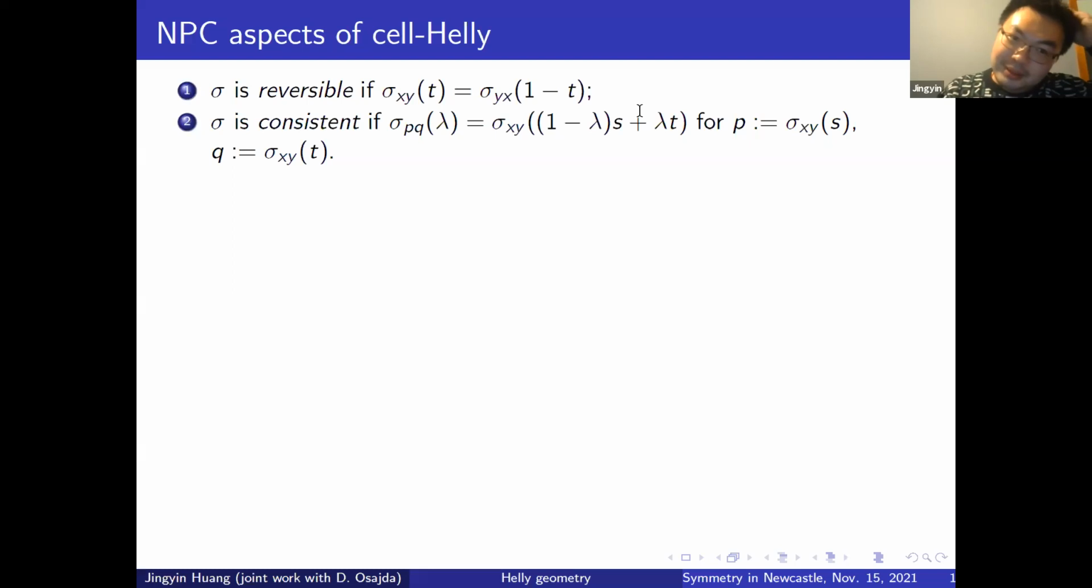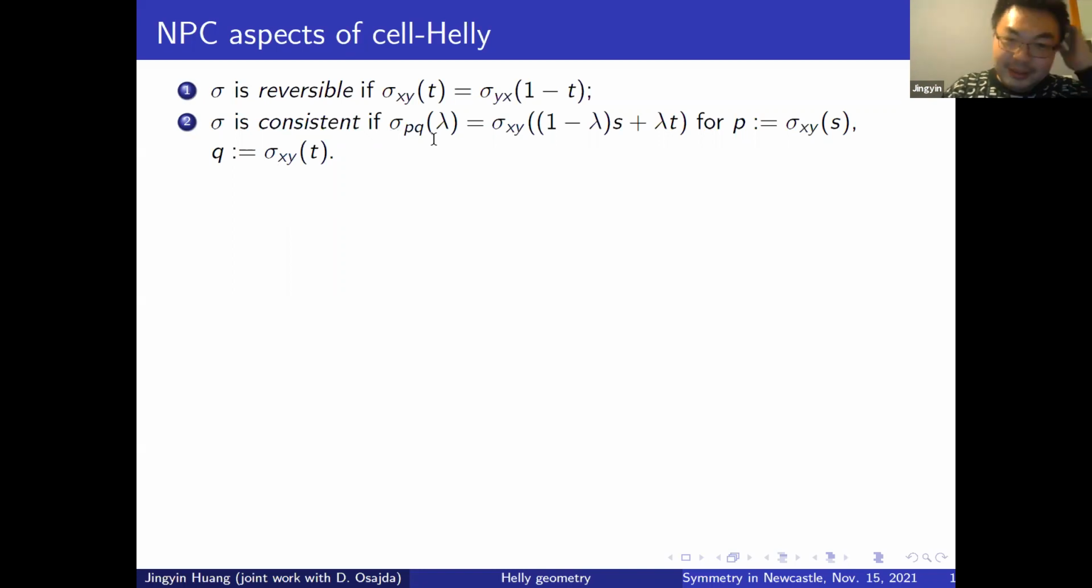And then we say the component is bicombing consistent if it says the following. Suppose I have a geodesic from X to Y, and two points P and Q lie on this geodesic. Then consistency requires that the geodesic from P to Q is contained in the geodesic from X to Y. So this is also a fairly natural condition.